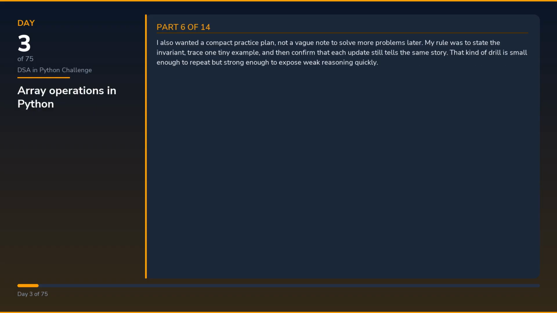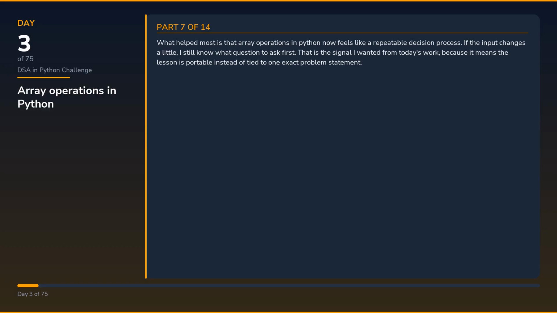I also wanted a compact practice plan, not a vague note to solve more problems later. My rule was to state the invariant, trace one tiny example, and then confirm that each update still tells the same story. That kind of drill is small enough to repeat, but strong enough to expose weak reasoning quickly.